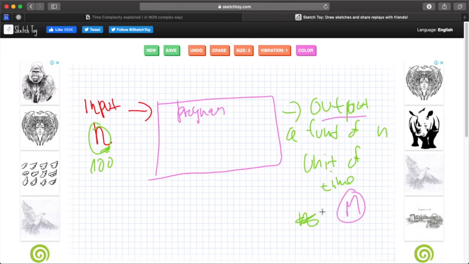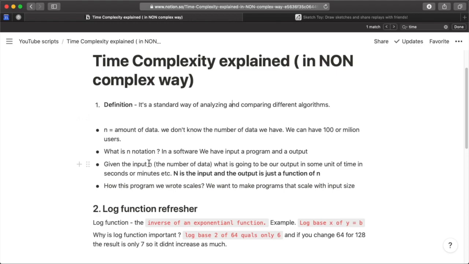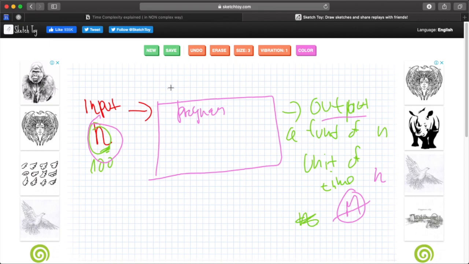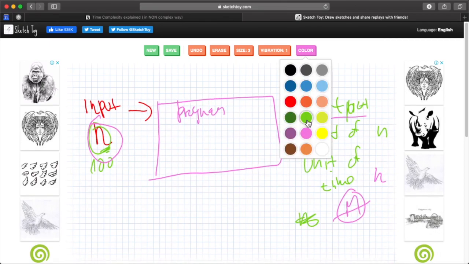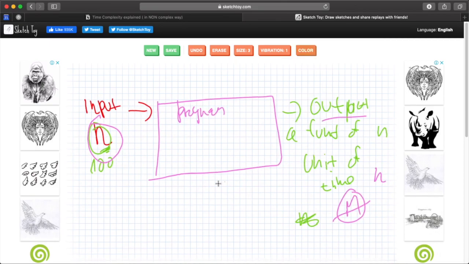So this n I wrote is just a function of n, but in n notation you just type in n. And we want to know, given the input n, the number of data, what is going to be our output in some sort of unit of time. Let's see a more practical example, because it seems like I cannot explain this concept.